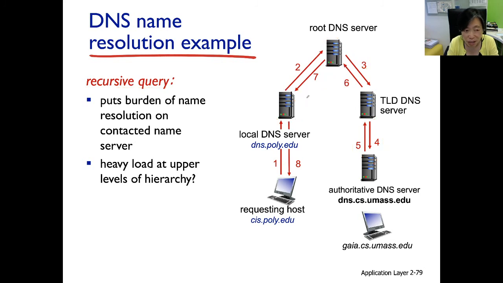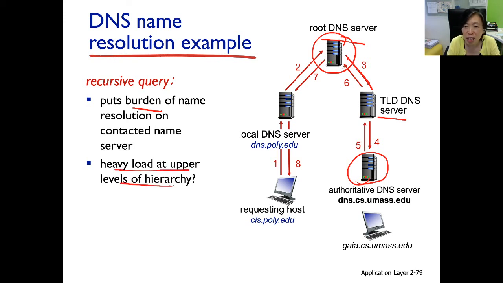Right? Can you see an issue with this? Yeah, so this way of querying puts a burden on name servers high up in the hierarchy. There's going to be a lot of queries coming to the root. And there's going to be a lot of queries coming from the root to the TLD, although the load on the authoritative DNS server remains the same, right? So heavy load at the upper levels of the hierarchy.